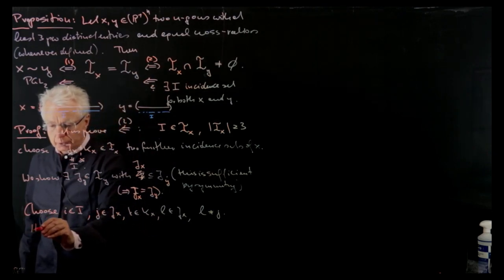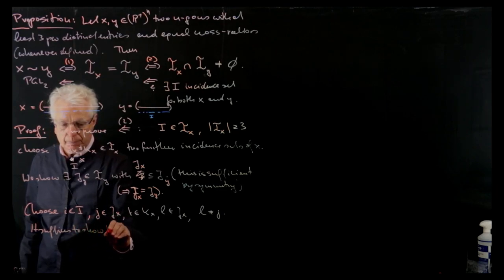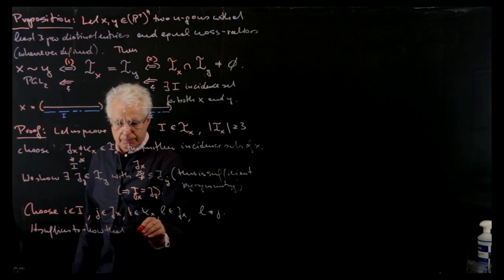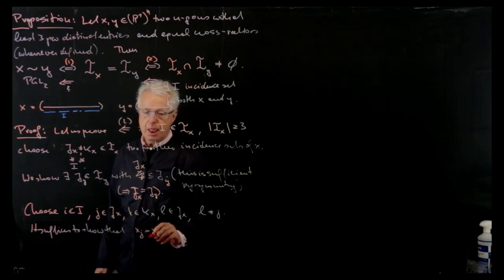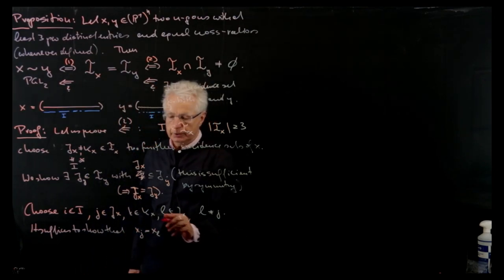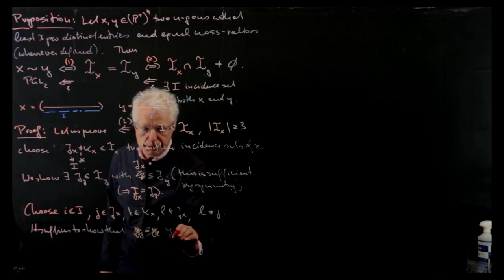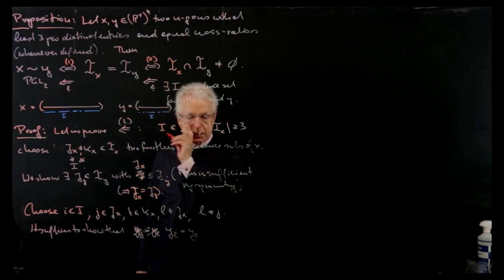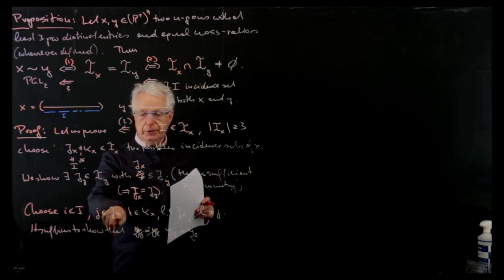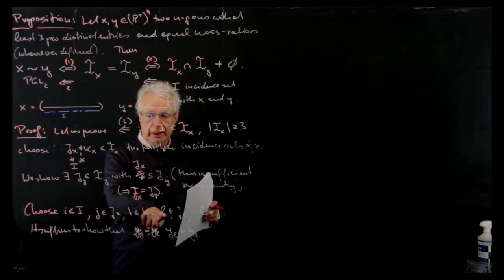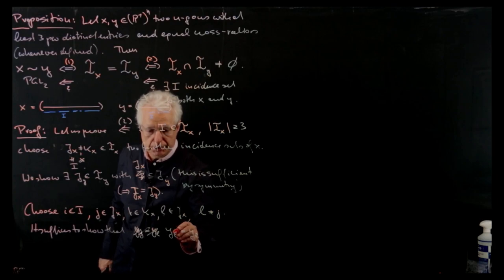So it suffices to show that yj equals yl. Let me repeat. L and j both belong to Jx, so xj is equal to xl. If we prove that yl is also yj, this is a j here.